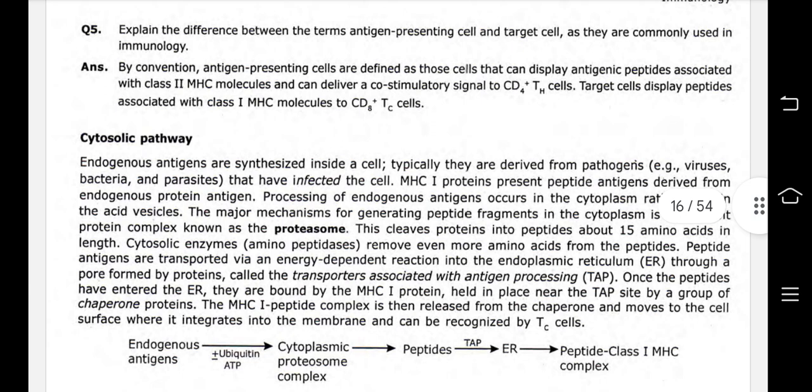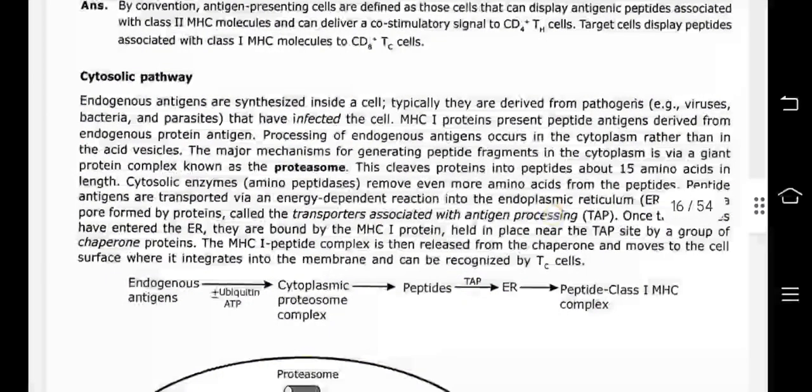So explain the differences between the terms antigen presenting cell and target cell as they are commonly used in immunology. By convention, antigen presenting cells are defined as those cells that can display antigenic peptides associated with class 2 MHC molecules and can deliver a co-stimulatory signal to CD4 plus TH cells. Target cells display peptides associated with class 1 MHC molecules to CD8 plus TC cells.